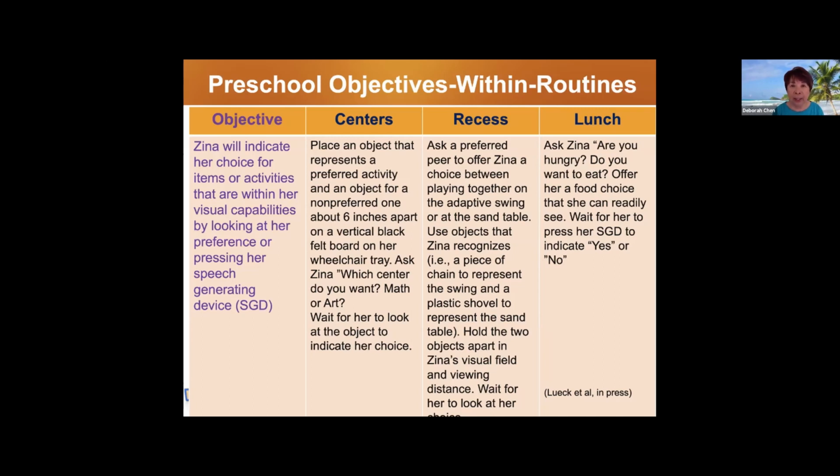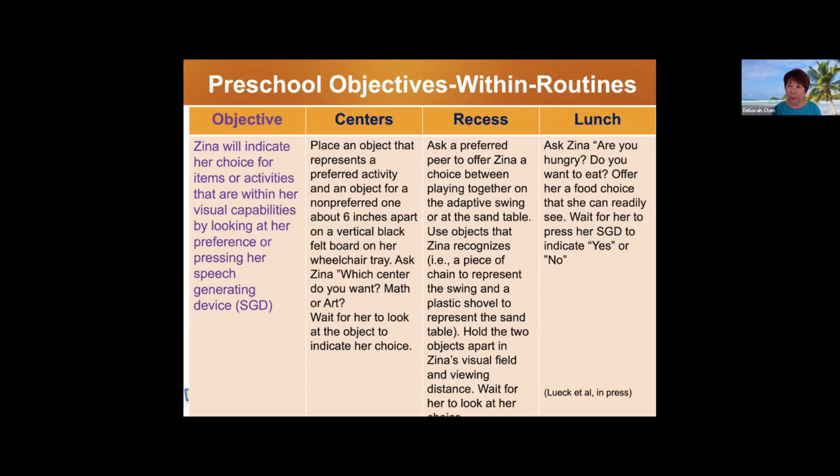At recess, the teacher will ask a preferred pair to offer Zena a choice between playing together on the adaptive swing or at the sand table. They will use objects that Zena recognizes, a piece of a chain to represent the swing or a plastic shovel to represent the sandbox, and hold those objects apart in her visual field and viewing distance and wait for her to look at the choice.